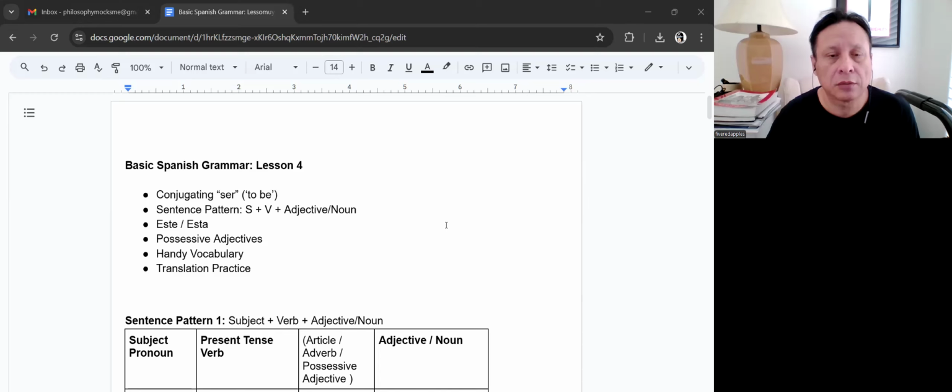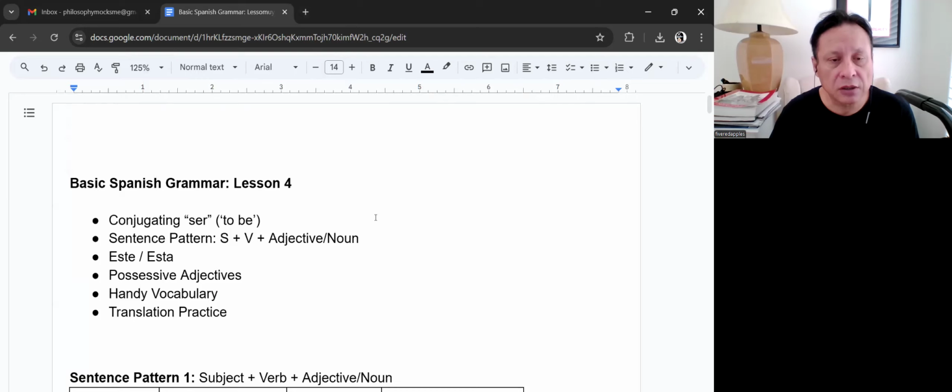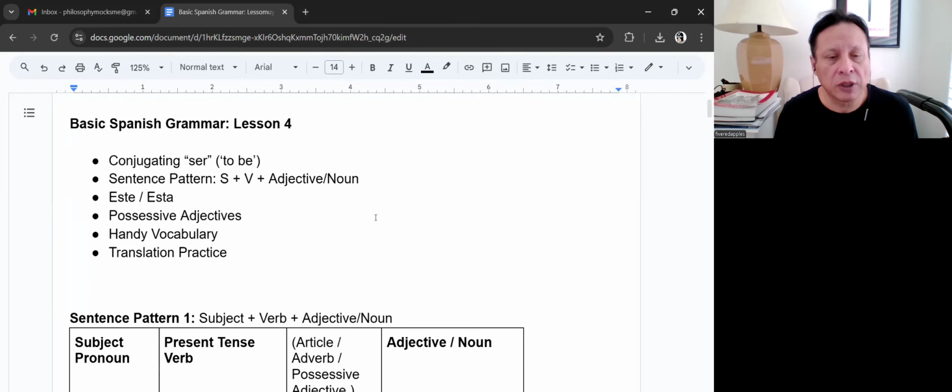Okay, so welcome. This is Basic Spanish Grammar Lesson 4, as you could see up top. I don't know if I want to make this a little bigger. Let's go 125 and see how that works. Okay, as long as I'm just talking about the bullet points, it's fine for now.